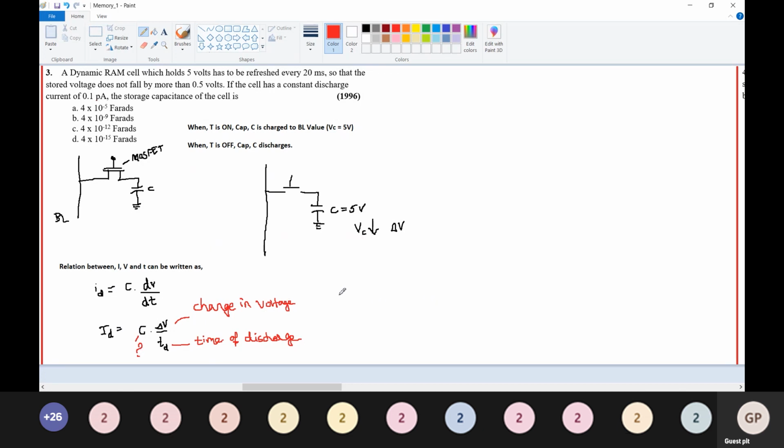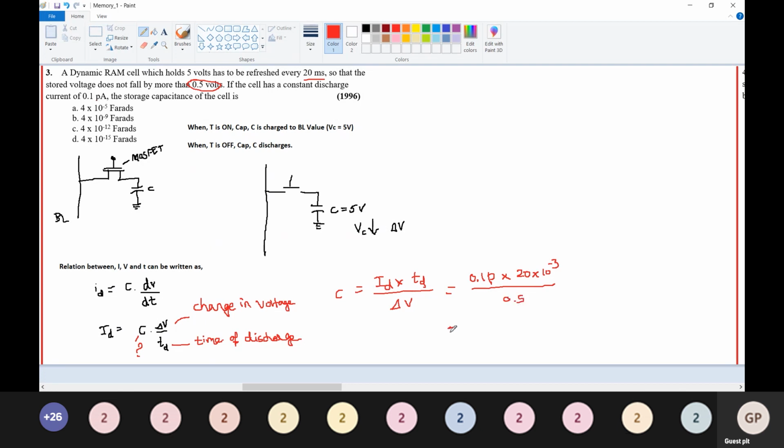So which can be written as C is equal to ID, that is the discharge current, into TD divided by del V. So what is your ID from the given question? 0.1 picoamp, into TD, which is nothing but 20 milliseconds, divided by del V, the change in voltage. The change in voltage here is 0.5 volts.